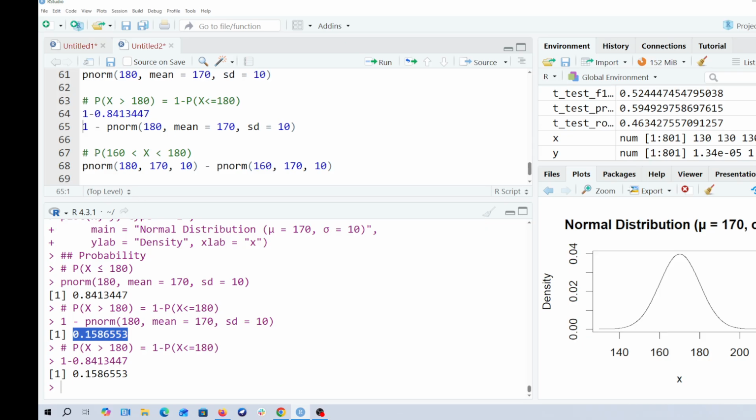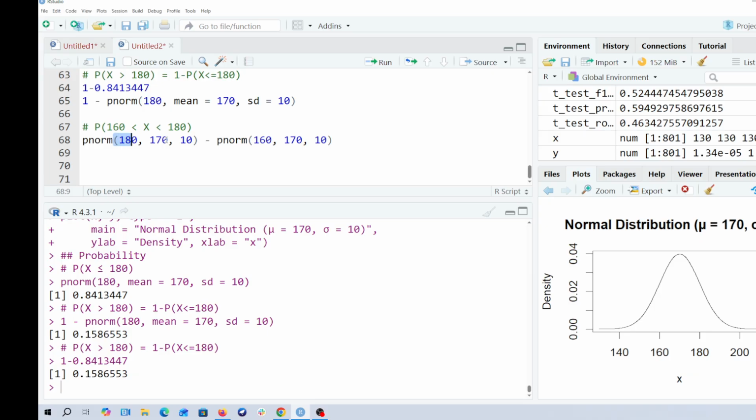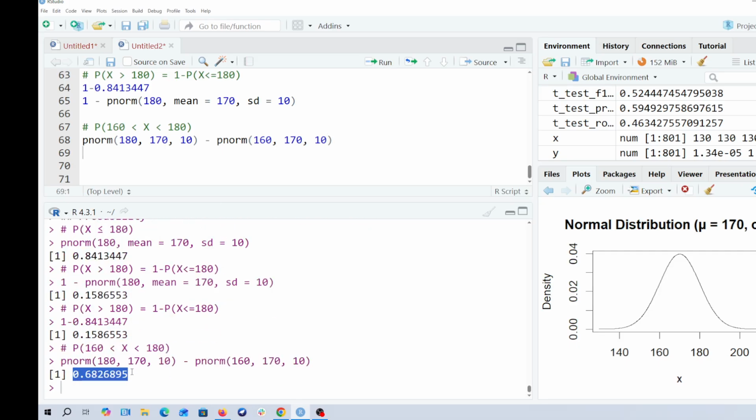Now, sometimes you might be asked to compute the probability that X is less than or equal to 180, but greater than 160. This is the same as calculating this probability minus this probability. We are having pnorm of 180. Here you need not pass mean equals 170 and standard deviation. By default, this function knows that after the value you pass for the probability, the next thing should be the mean, and the other one should be the standard deviation. That is why here I don't really care about that. So if I run this, I should have that probability.